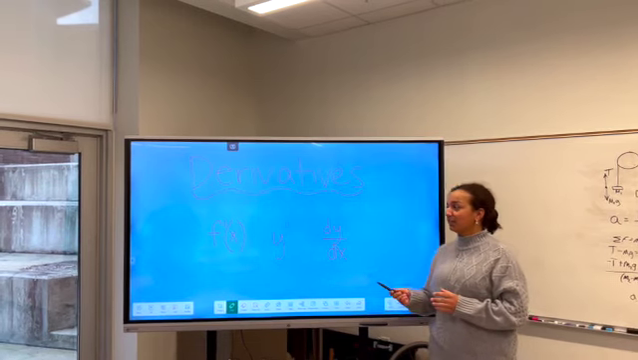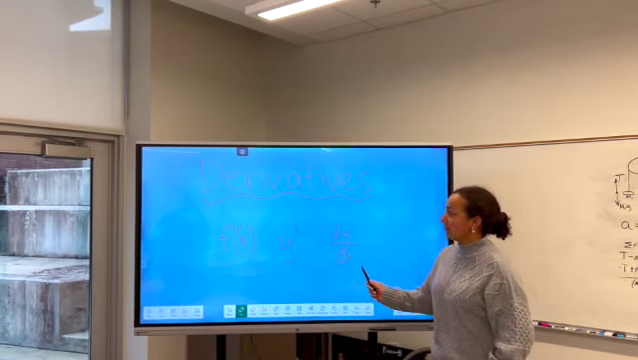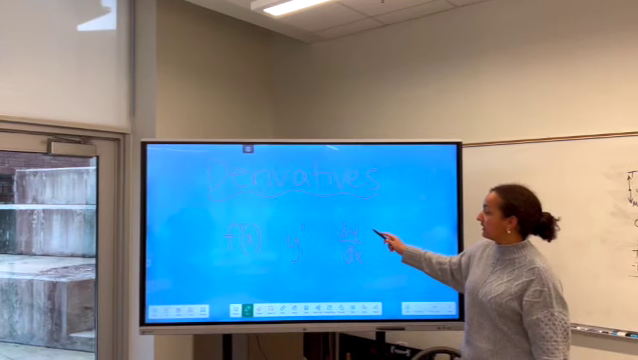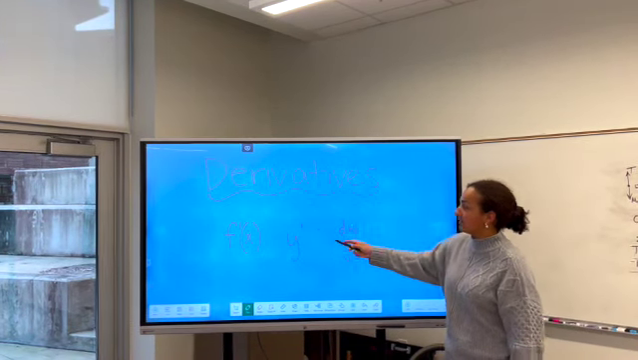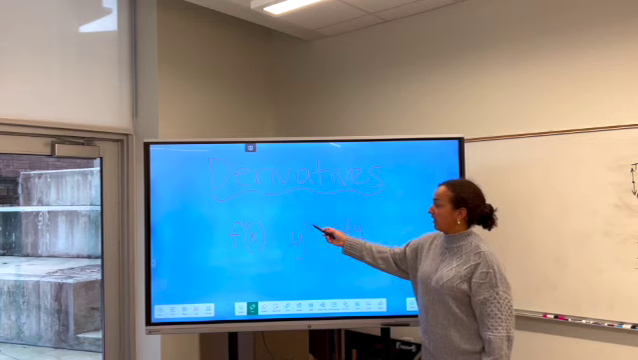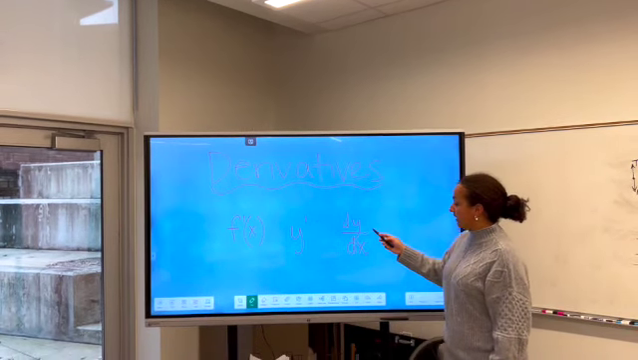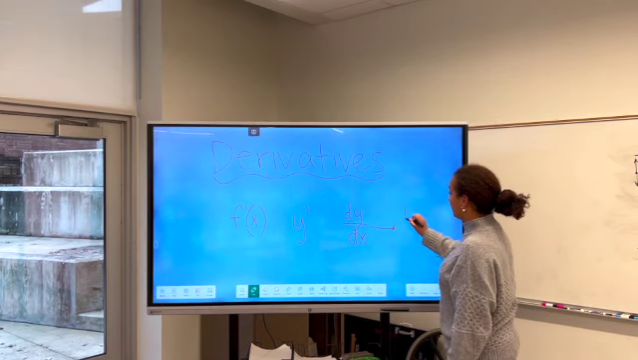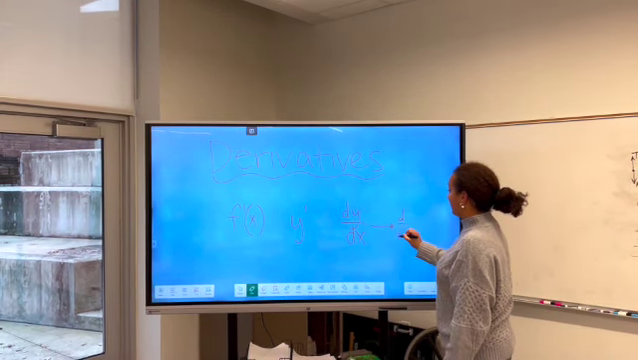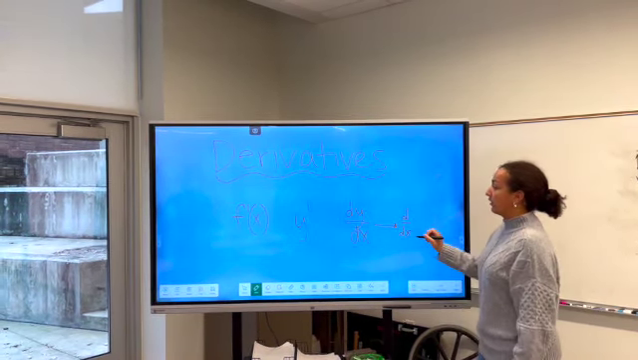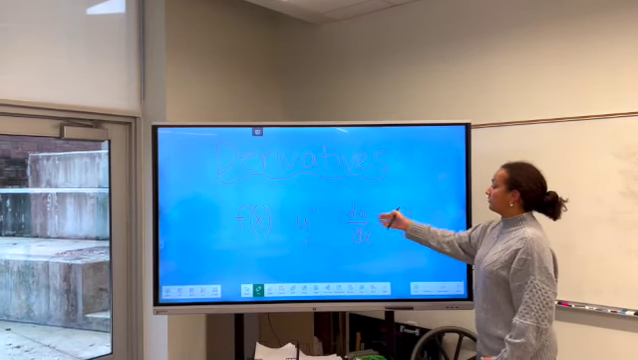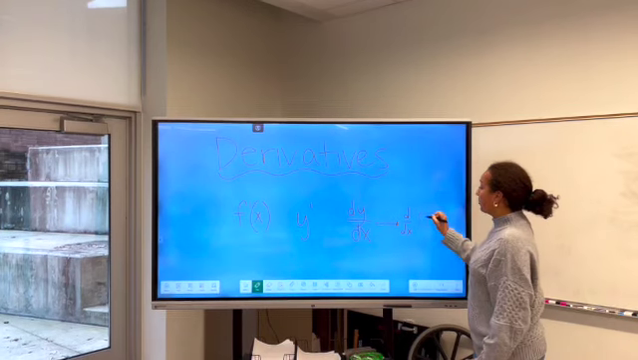So for derivatives, we have three notations. We have f prime of x, y prime of x, and dy over dx. The apostrophe indicates prime. And if we wanted to break this down, we have d over dx, which is the operator for the derivative, and then this would be d over dx of y, and y would be the function.